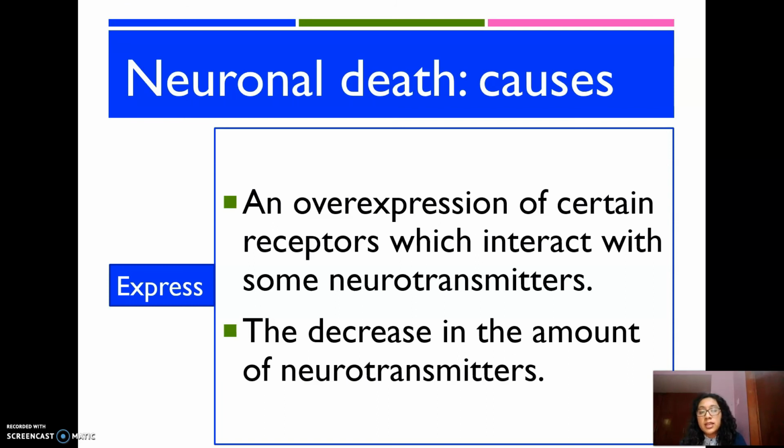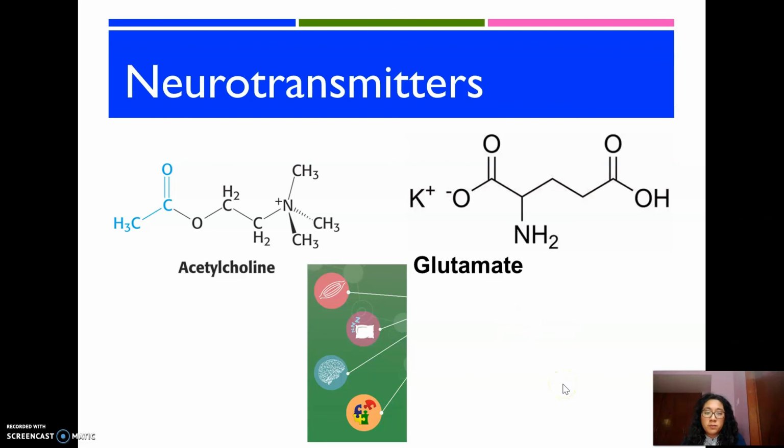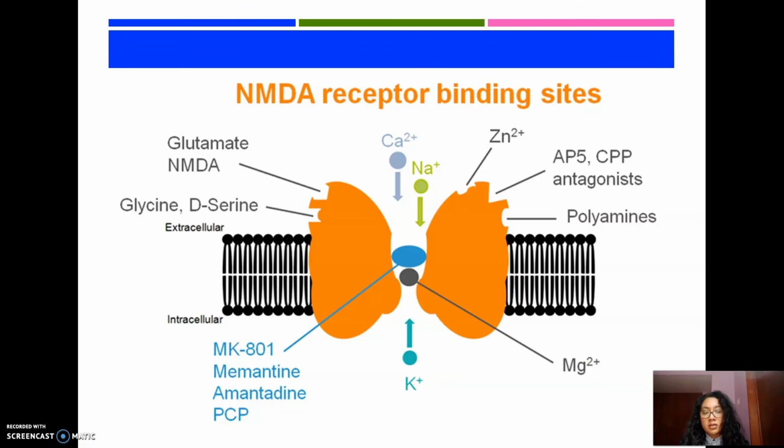And it takes us to the other cause, an overexpression of certain receptors which interact with some neurotransmitters, which happened in the example I have told you before. The neurotransmitters are molecules that help the neuron to communicate. For example, it's time to sleep. However, if the binding site, which is a protein, or the receptor, has a molecule change, the neurotransmitter won't bind together with the receptor, so there would be a misunderstanding in the message of the neuron.